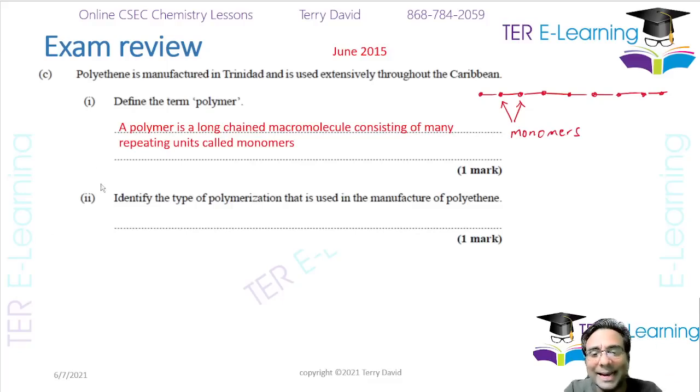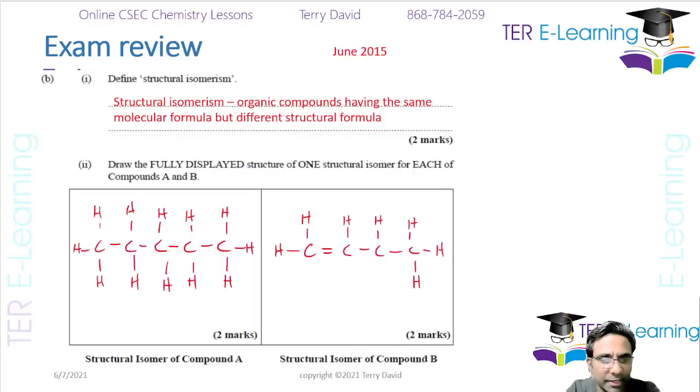Now the next part here, identify the type of polymerization used in the manufacture of polyethylene, right? So what kind of polymer is polyethylene? Alright, listen, I'm going to go back a sec. I saw you all say I'm missing something here. Oh yeah, sorry, you all are correct. I'm missing an H here. Alright, my bad.